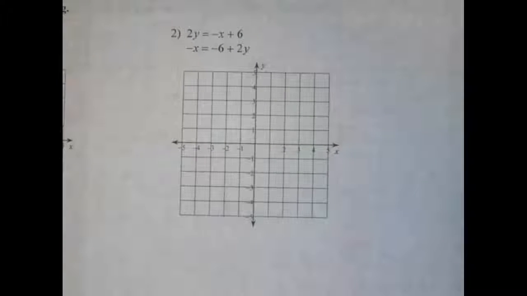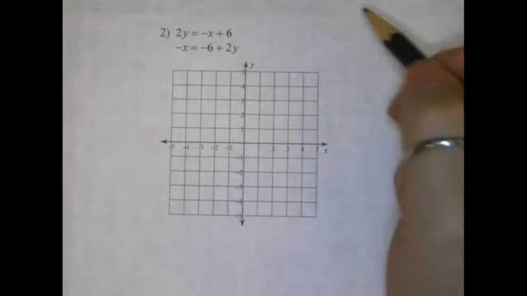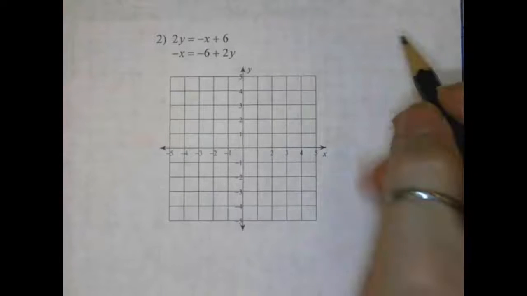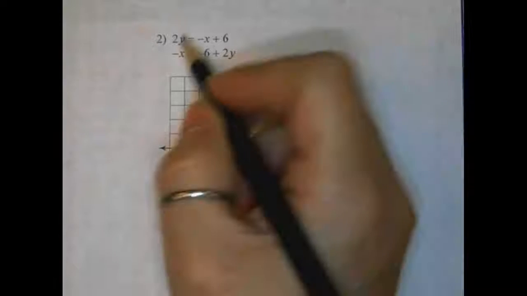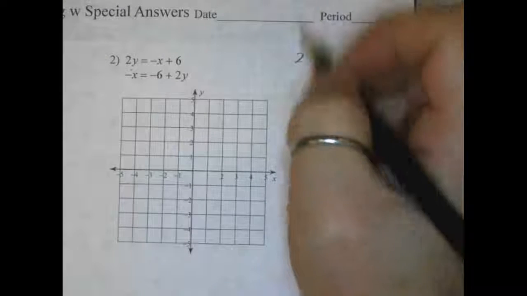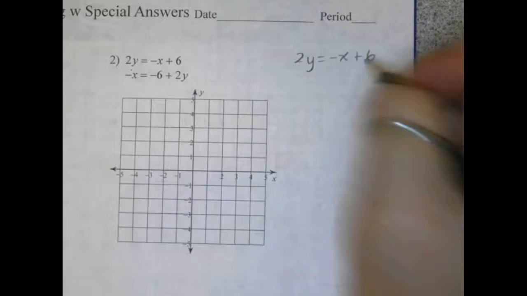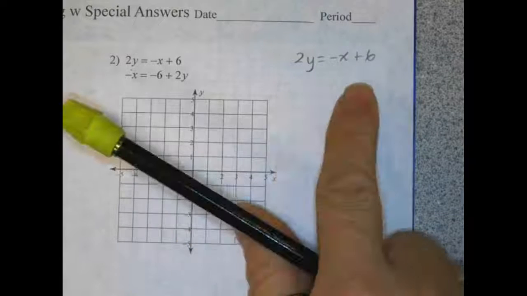All right, so looking at number 2, I have 2 equations. I prefer putting it into slope-intercept form, which you guys have done. So we're going to review some of what you did last assignment. It's just less work. So I'm going to take this first equation, 2y equals negative x plus 6. And this is pretty much already in slope-intercept form.